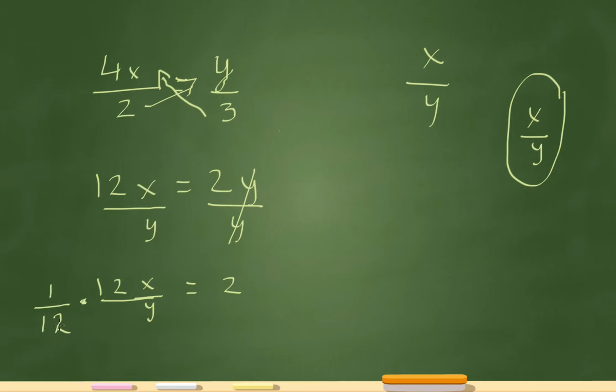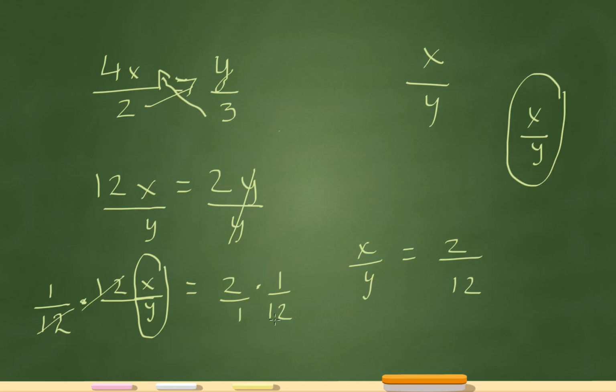So if I multiply 1 over 12 times 12, that cancels out. But remember, I have to do the same on this side, I have to multiply by 1 over 12. So now I'm going to be left with just x over y. So x over y will equal 2 times 1 over 12. 2 times 1 is just, sorry, 2 times 1 is just 2, and 12 in the denominator because there's an imaginary 1 there.